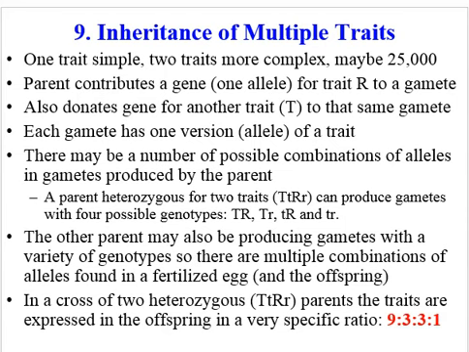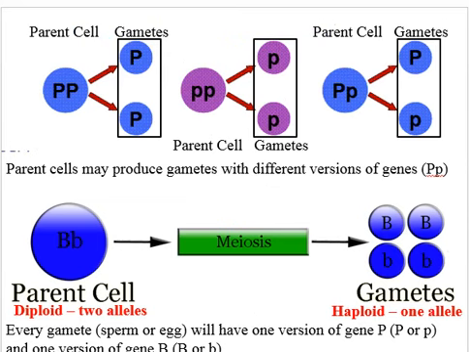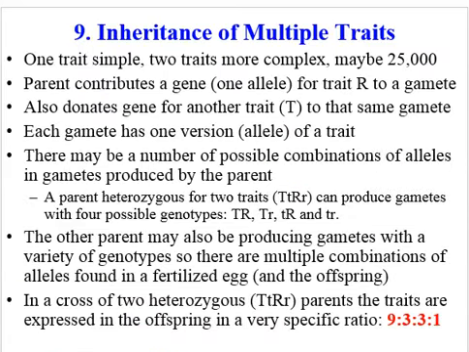Now, what possible combinations of these R's and T's are there? It's more complex than just a 3-to-1 ratio. So for instance, if the parents that are donating these alleles to you are heterozygous for 2 traits, if you look up here, heterozygous for these 2 traits. So for T, they've got a dominant allele and a recessive allele. For R, they've got a dominant allele and a recessive allele. That's heterozygous, not for 1 trait, but for 2 traits.